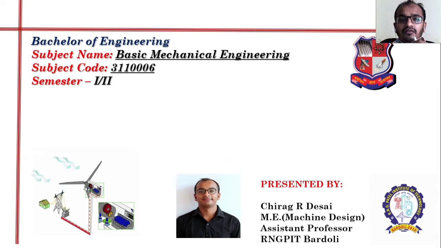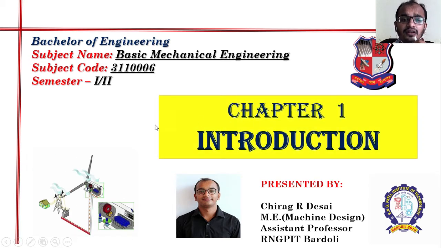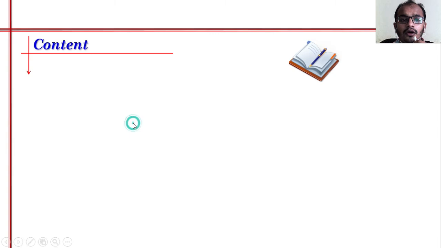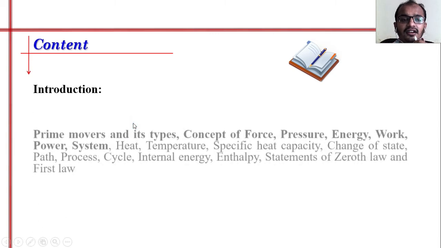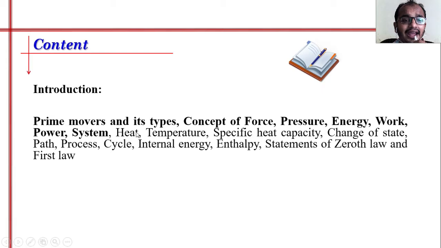In today's session, we are going to discuss the first chapter of the Basic Mechanical Engineering subject, and the chapter name is Introduction. The content is prime mover and its types. Then we are going to discuss the concept of force, pressure, energy, work, power, system, and a few other parameters associated with mechanical engineering. So that we are going to discuss in our first chapter.